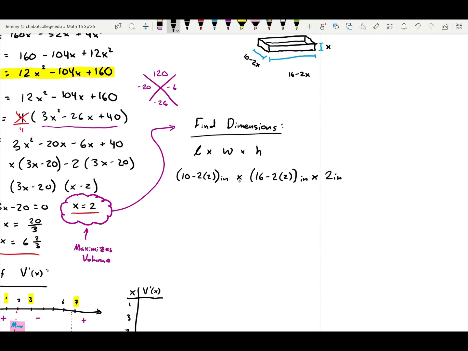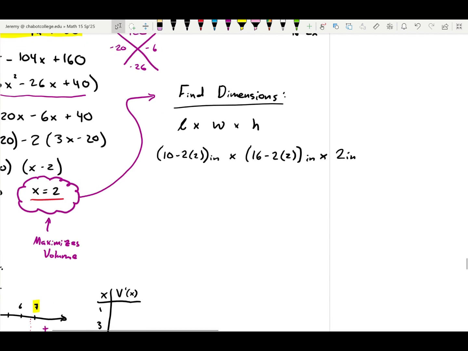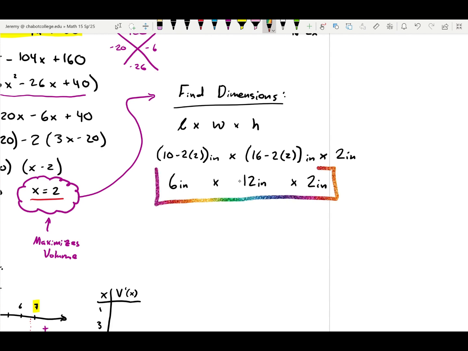And by the way, the order in which you provide these doesn't matter. You can do it in whatever order you want, as long as you have all three of those numbers, I'll be happy. So simplifying this, 10 minus 4, 6 inches, by 16 minus 4, that's 12 inches, and then by 2 inches. So these are the dimensions of the box which will maximize the volume.